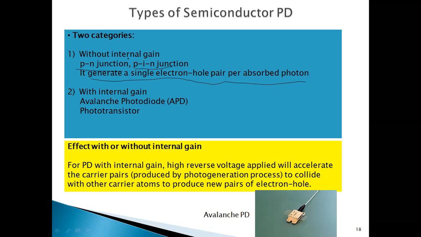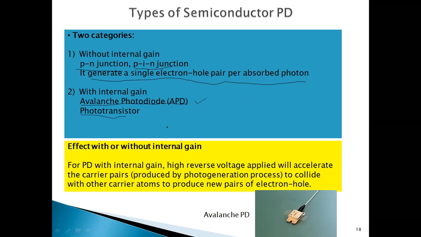The second type is the photodiode with internal gain, which includes the avalanche photodiode, the APD, and also phototransistors. Our interest will be in the avalanche photodiode, which will be discussed later in this lecture. So what is the effect of a photodiode with and without internal gain? For a photodiode without internal gain, it generates a single carrier pair for one absorbed photon.